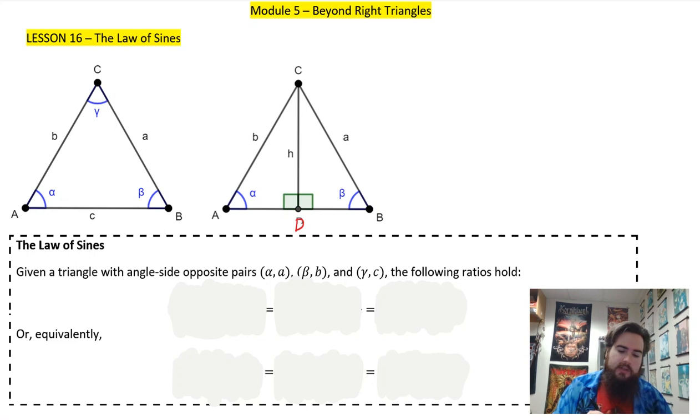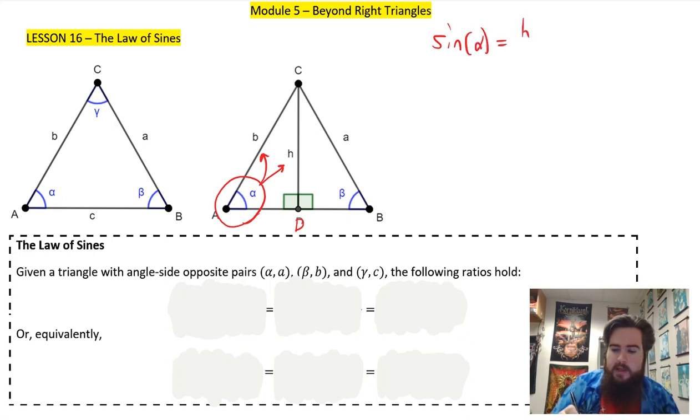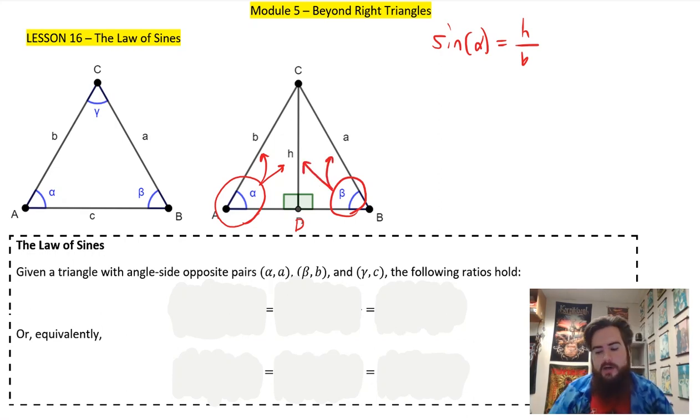If we then try to relate sine of alpha as well as sine of beta inside of their respective right triangles, sine of alpha would be the opposite side over the hypotenuse side, or h over b. Whereas sine of beta would be its opposite side over the hypotenuse side of the right triangle that it is in. So that would be sine of beta is h over a.